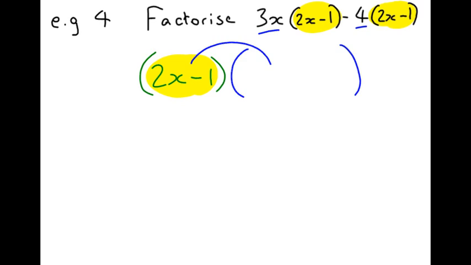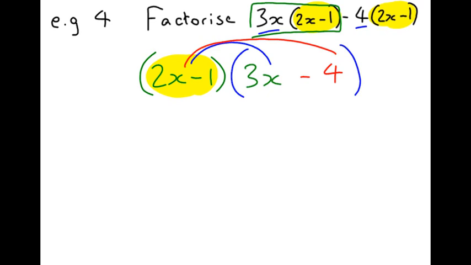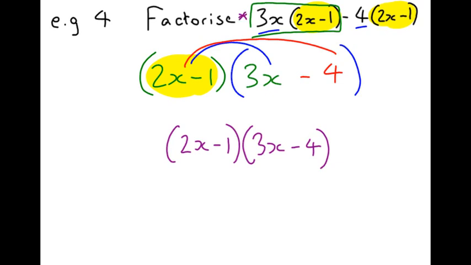So what do we times this 2x minus 1 by to get 3x times 2x minus 1? So the answer's in what we just said. You have to times it by 3x. Next, what do we times 2x minus 1 by to get minus 4 times 2x minus 1? The answer is in what we say, minus 4. So if you've seen double brackets before, this is going to look quite familiar to you. Okay? So there's more than one way that we can factorize into double brackets. And starting off with this thing is just one of those ways.